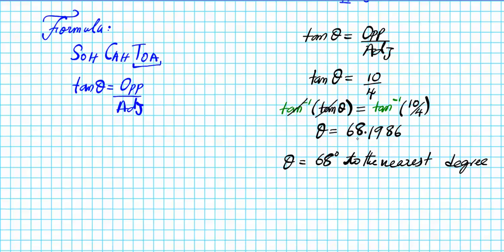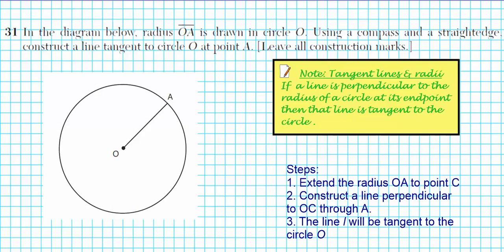So when we're rounding it to the nearest degree, we're rounding it to the ones place. The number behind it is less than 5, so we just truncate the entire set of numbers to the right of the ones place, and then our final answer is 68 degrees. Okay. All right, let's take a look at question number 31.